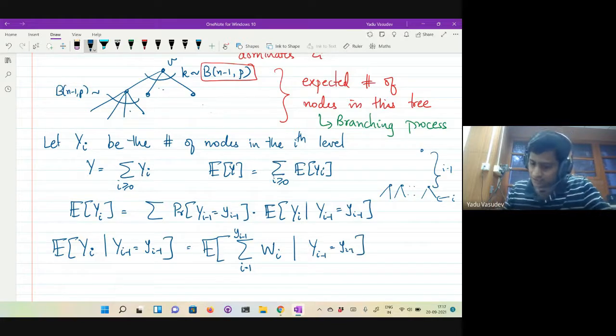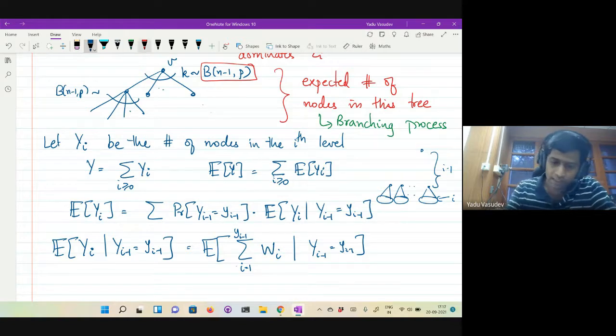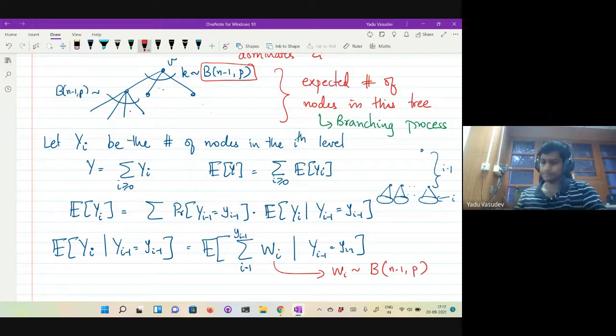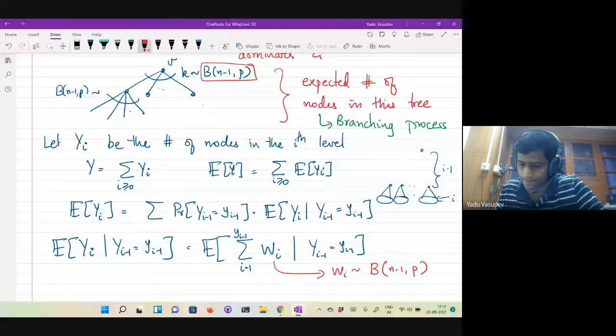The reason is that this W_i is basically the number of children for each of the nodes in the (i minus 1)th level. So how is W_i distributed? W_i is basically distributed as a binomial random variable with n minus 1 and p, correct?